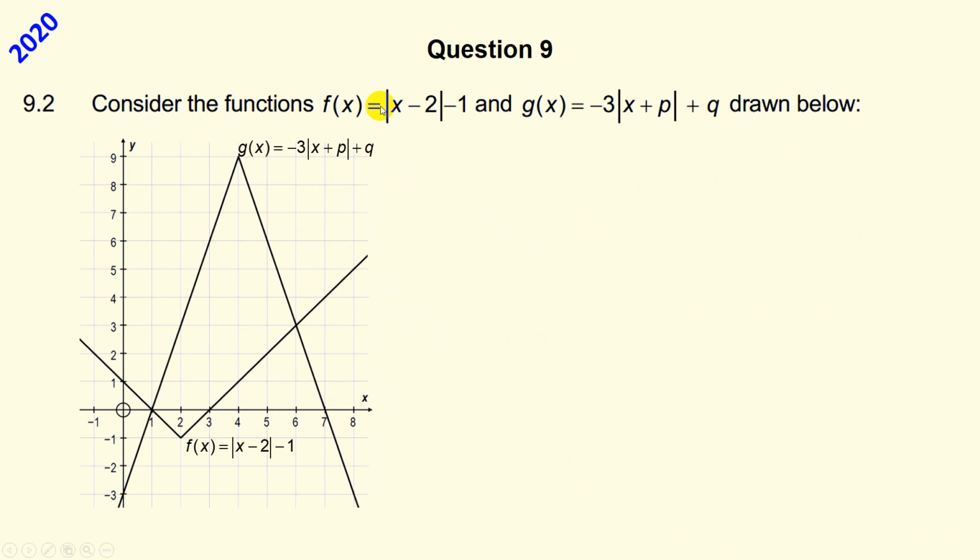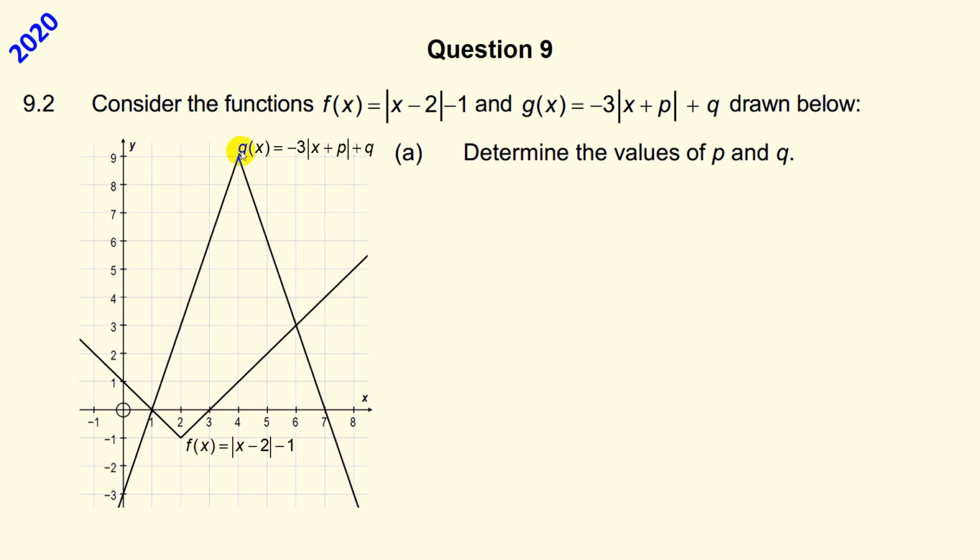Right, so here we have the functions: absolute value of x minus 2 minus 1, and minus 3 times absolute value of x plus p, plus q. There it is there. Determine the value of p and q.